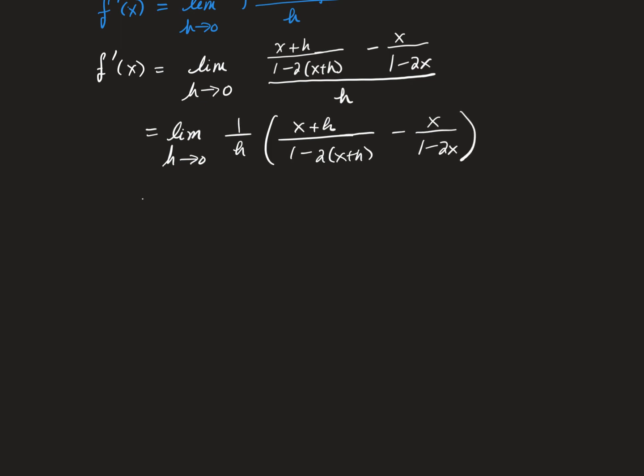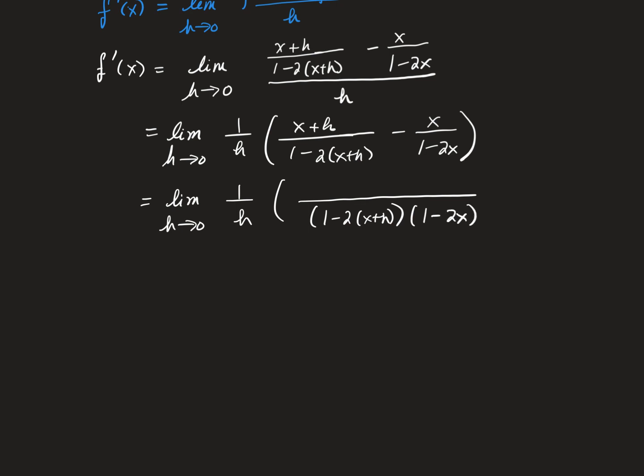So let's get a common denominator. So this becomes the limit as h tends to 0, I have 1 over h. My common denominator is going to be 1 minus 2 times x plus h, and 1 minus 2x. So on the left-hand numerator, I've got to multiply by 1 minus 2x, and for the right hand, I've got to multiply by 1 minus 2 times x plus h.